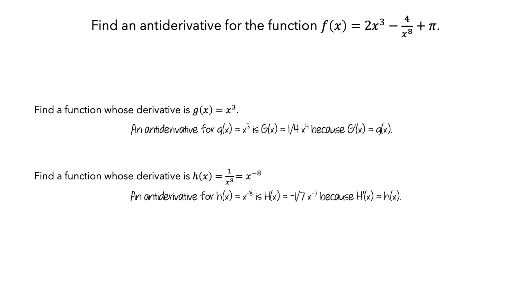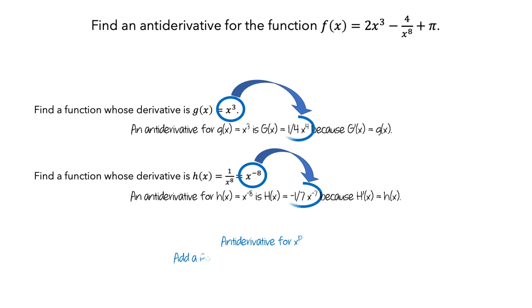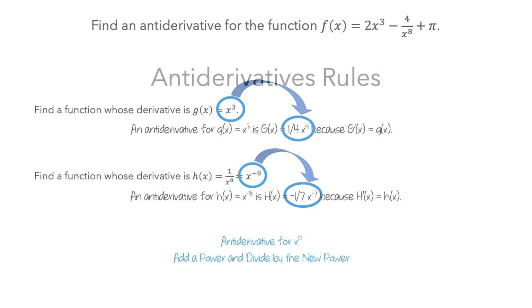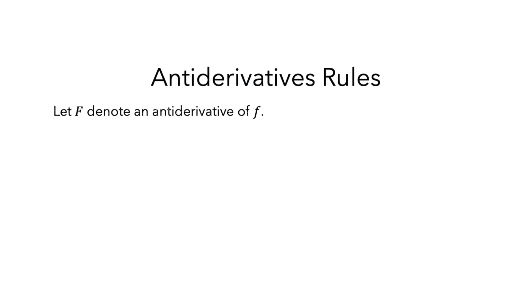If you look at the antiderivatives for the first two terms of f, you might have noticed a pattern. In both cases, we were computing antiderivatives of x to a power, and the antiderivatives involved adding 1 to the power and dividing by the new power. This pattern suggests a rule for antiderivatives. We'll use capital F to denote an antiderivative of the function little f.